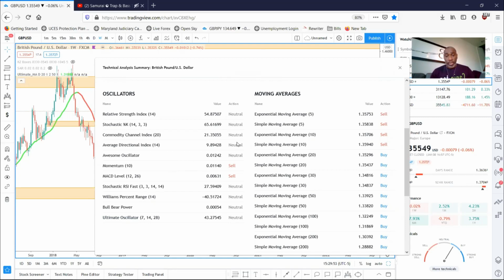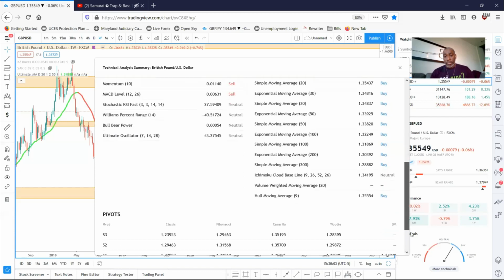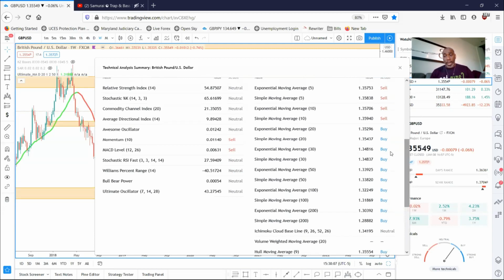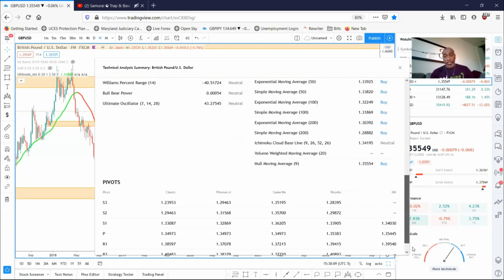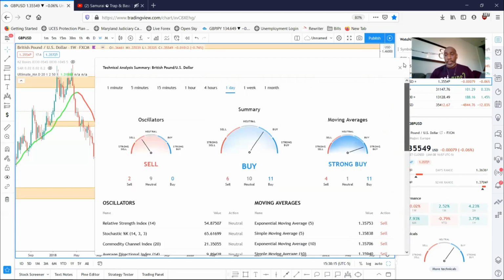And as you can see over here, you have a lot of neutrals, you have some sells, but overall, you're looking at a lot of buy direction. Okay, even though you have some sells up here, you have a lot of buy direction that is actually pushing this to show that it's going to be in that buy. Okay, all right. Not a problem, man.